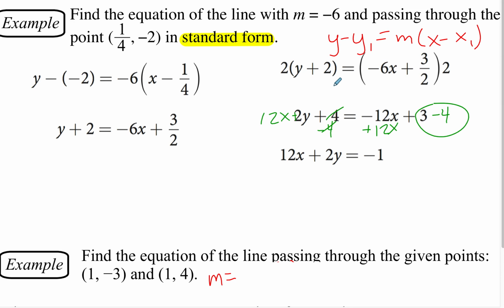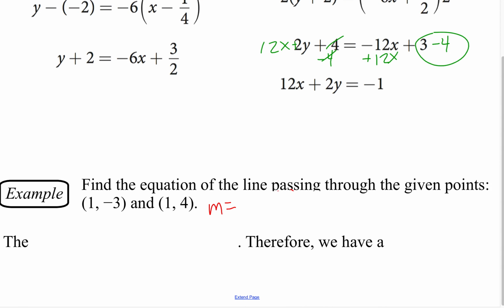All right, so the next one down at the bottom says find the equation of the line that's passing through the given points. First of all, we would need to start with the slope. So remember, slope is rise over run, y2 minus y1 over x2 minus x1. When you calculate that, 4 minus a minus 3 is 4 plus 3, which is 7. 1 minus 1 is 0. So we're dividing by 0. So what kind of a slope is that? Well, that is an undefined slope.